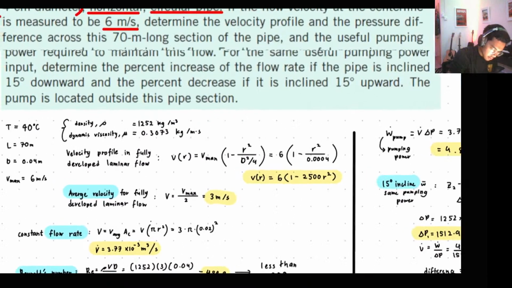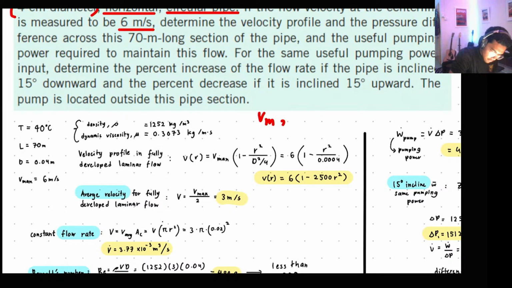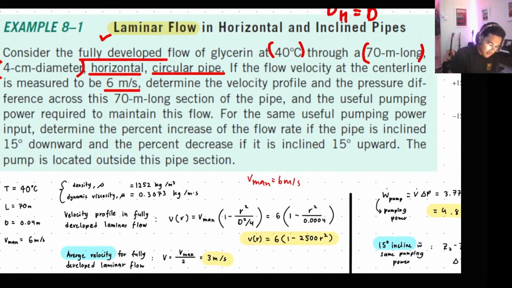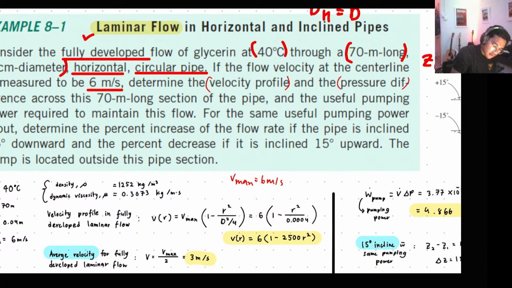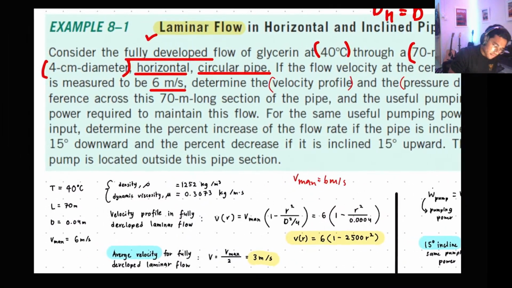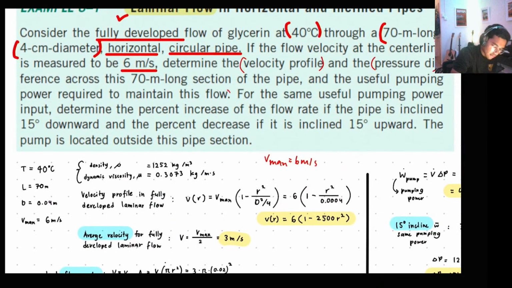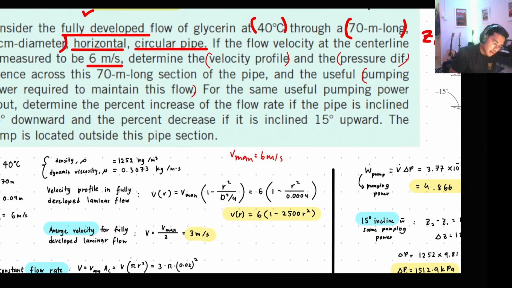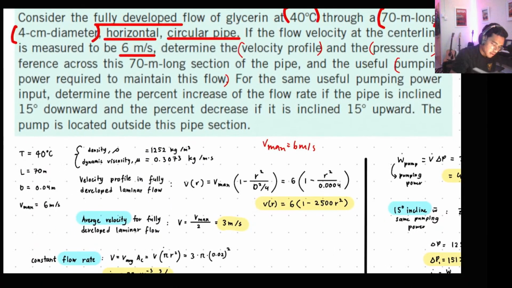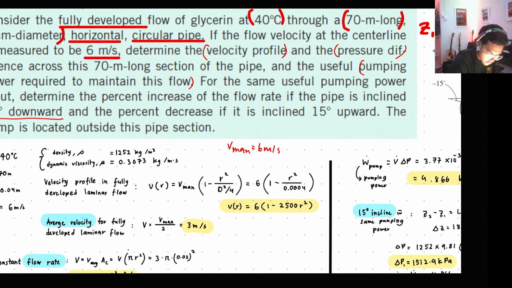So the V max is equal to 6 meters per second. Determine the velocity profile, pressure difference, and useful pumping power required to maintain this flow. Pumping power. Determine the percent increase for the flow rate if it's inclined 15 degrees downward and 15 degrees upward.